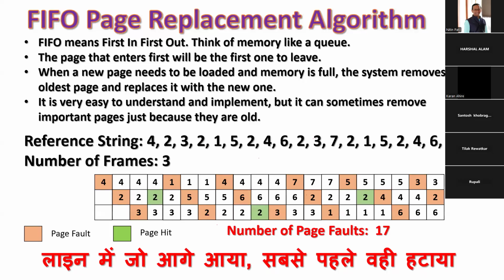And this clearly shows FIFO does not consider the importance of pages. It may remove useful pages simply because they are old. So a simple line to remember: FIFO is the one who comes first leaves first. That means in the line, the one who came first is removed first. Correct? This is your first rule.